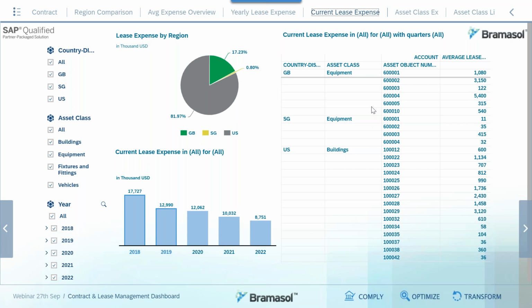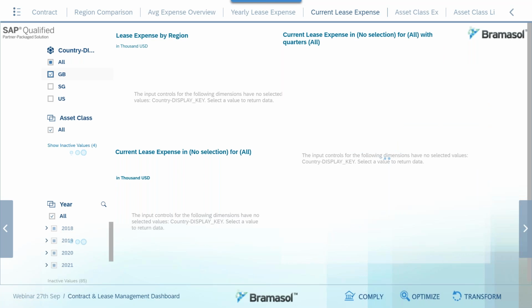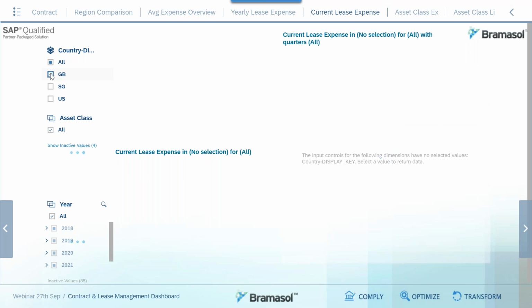And along with that, on the right-hand side, before we were talking about the contracts and the leases, so now we are actually able to look at the assets themselves. So if I select Great Britain, it's going to bring up the contracts that are specific to Great Britain.